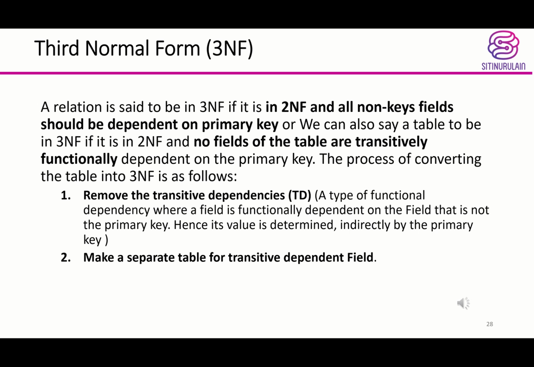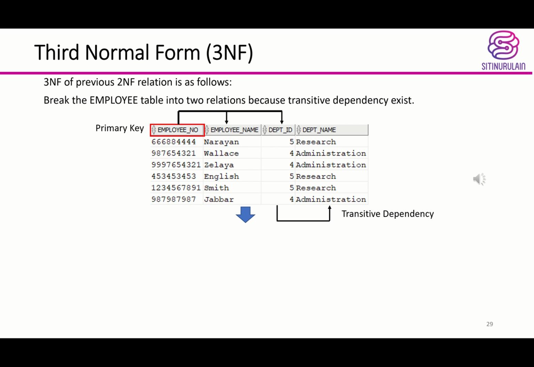First, remove the transitive dependencies, TD, a type of functional dependency where a field is functionally dependent on a field that is not the primary key. Hence its value is determined indirectly by the primary key. And make a separate table for the transitively dependent field. 3NF of the previous 2NF relation is shown on the slide.